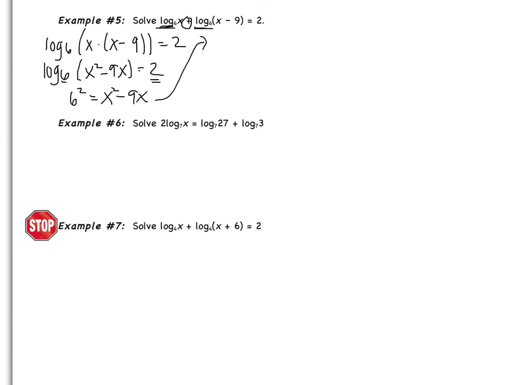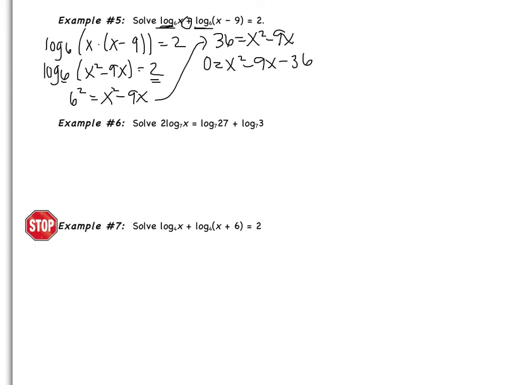Continuing this, 6 squared is 36, so I get 36 equals x squared minus 9x. Subtracting 36, I get 0 equals x squared minus 9x minus 36. Okay, I'm back to a quadratic.